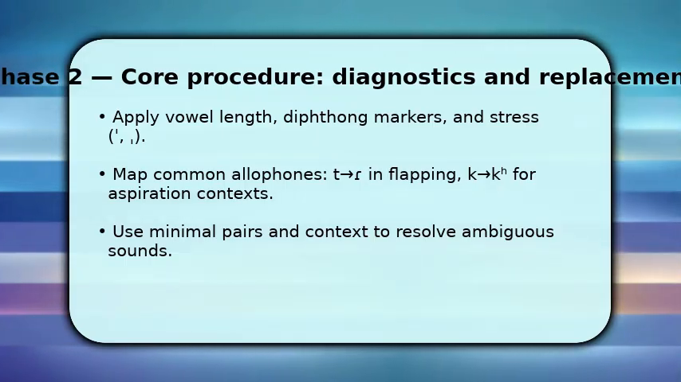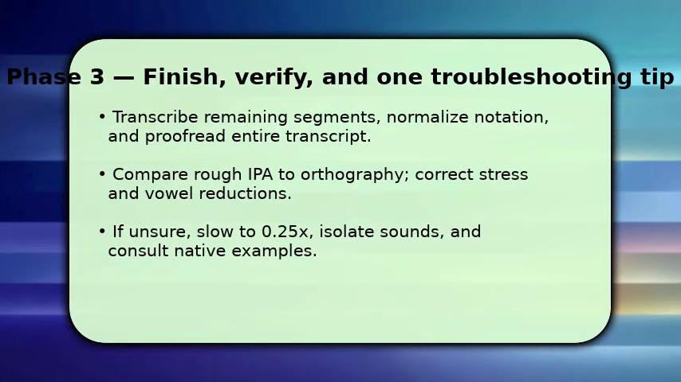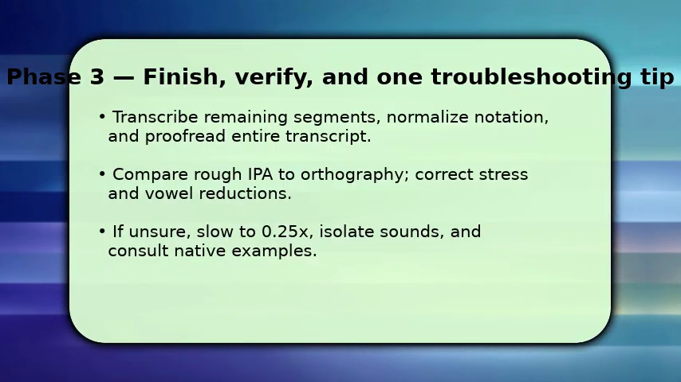You finish by transcribing remaining words, then normalize notation across the file and proofread from start to finish. Compare your IPA to the orthographic form to catch missing vowel reductions or misplaced stress. Make final consistency edits. Once done, create a legend of any non-standard choices for future readers.